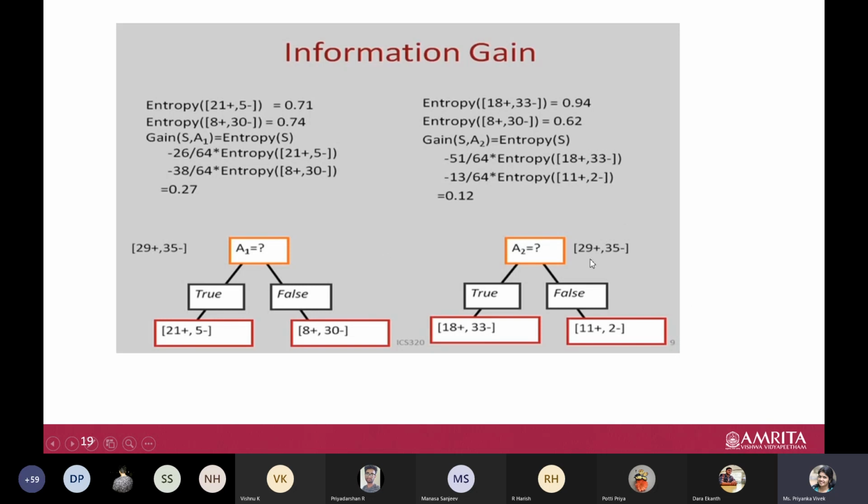Similarly for the other attribute also they have calculated. So the information gain of A1 is 0.27. Information gain of A2 is 0.12. So which attribute do we choose to split, or which attribute would have high information gain? This one has high information gain, so we split on this attribute, A1, not on A2. So this is how we'll move further in our decision tree.